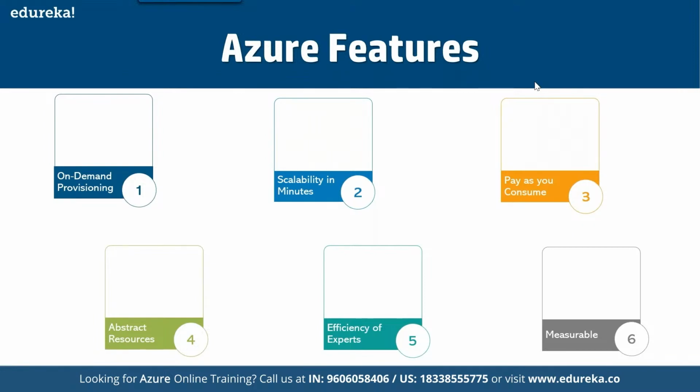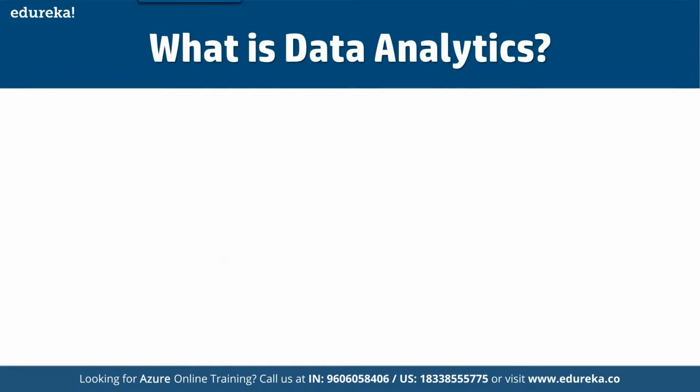Now, last one basically is measurable. Each and everything in the case of Azure, whatever you do, it's measurable. You can keep an eye on it. You can see what exactly you consumed, how much you consumed. For each and everything, it's going to be measured. So it's a measured service which is available for real-time usage. So these are a couple of the Azure features. I hope that you got a fair understanding of what exactly Azure is and what the different features of Azure are. So let's dive in more detail and understand what exactly DA is.